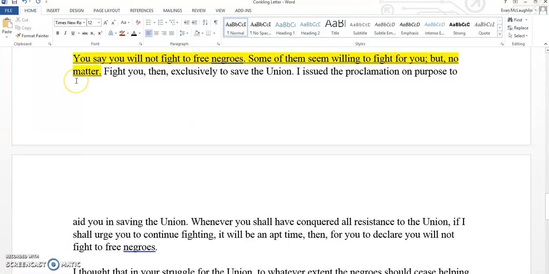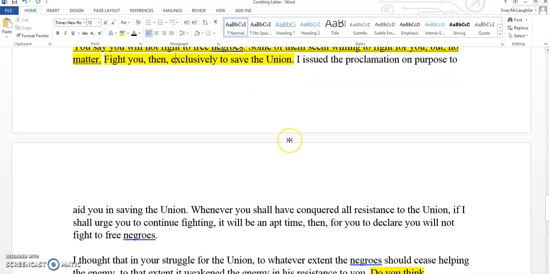Another interesting point here comes in the next paragraph when he says, you say that you will not fight to free Negroes. Some of them seem to be willing to fight for you, but no matter. So he's sort of anticipating someone saying, well, I don't like having Negroes fight in the North for the Civil War. He's saying, well, look, you need to address the fact that they are willing to fight for you. And notice here, this is where we see another nexus between his argument and the use of prolepsis. He's saying, we are fighting to save the Union. So here we see the emancipation as war measure to preserve the Union coming back.